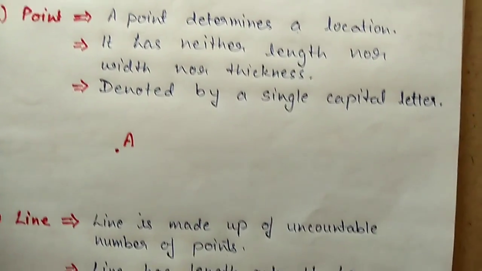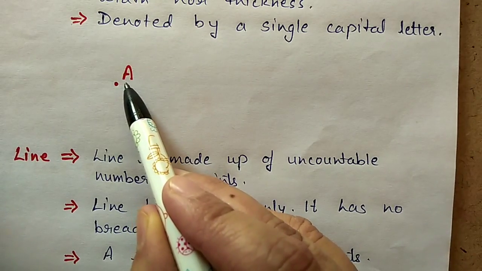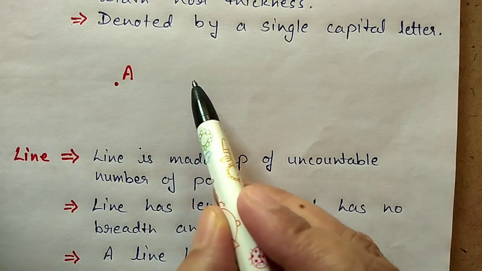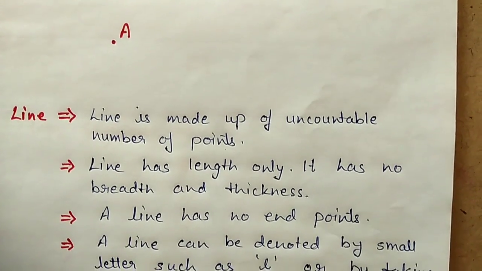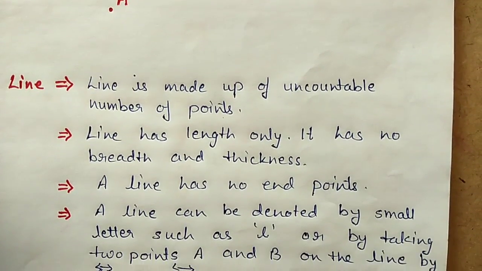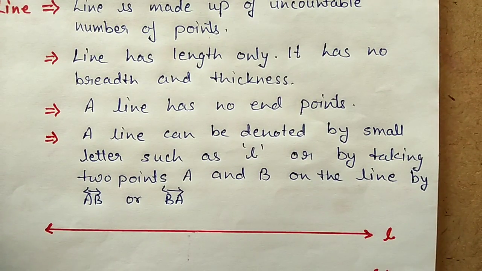Next thing is line. A line is made up of uncountable numbers of points. If we make so many points one by one, then they will form a line. A line has length only. It has no breadth and thickness. A line has no end points. A line can be denoted by a small letter or by taking 2 points on it.